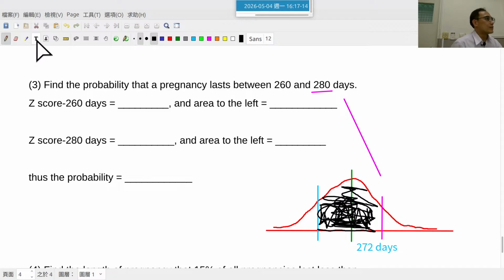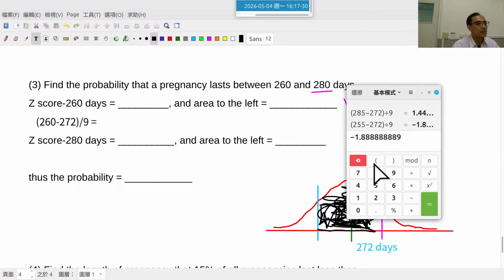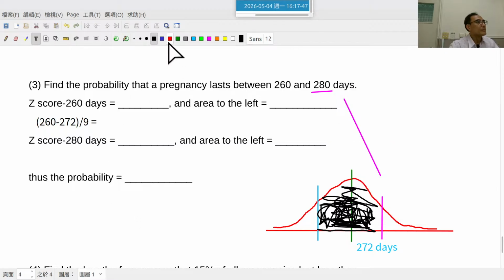260. How about the z-score? 你看 I'm so nice, right? 260 minus 272 divided by 9. That is minus. Don't forget the minus, okay? Minus 1.33333. We get 3 decimals, should be like this one.